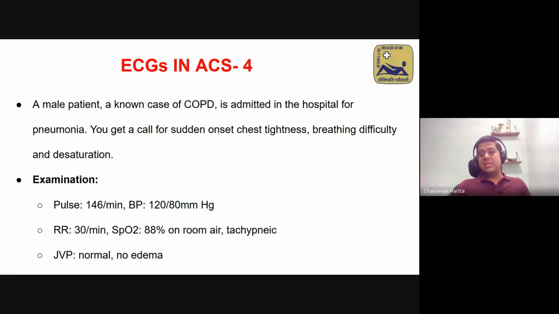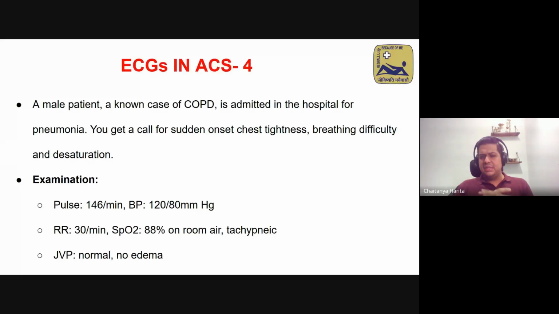So two things or three things jump to your mind. Is it an acute exacerbation of COPD with worsening of the underlying respiratory problem? Second, he's immobilized because of breathing difficulty. Has he developed a pulmonary embolism? And third, is it an acute myocardial infarction? Because MIs are much more common in patients who have an underlying lung disease due to the pulmonary dynamics.